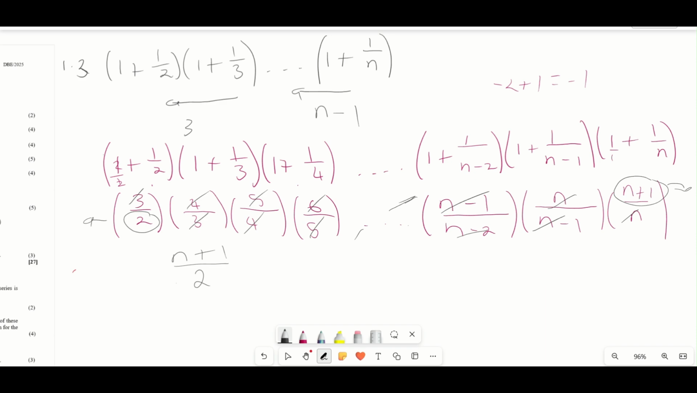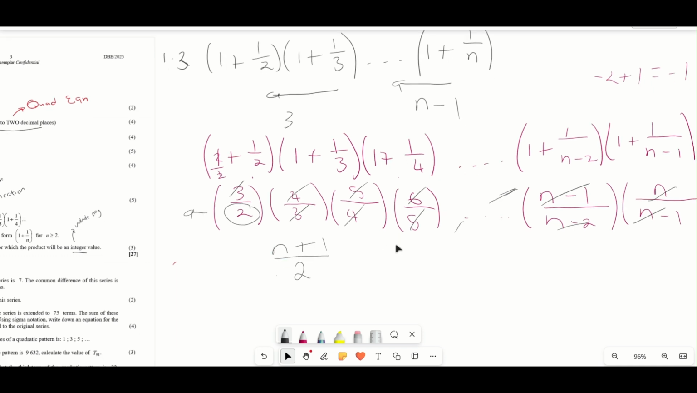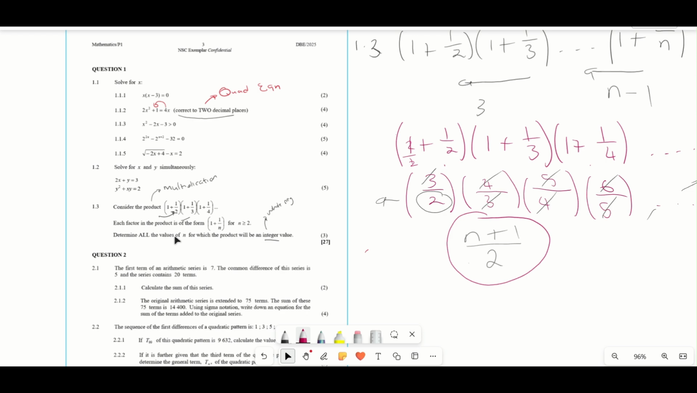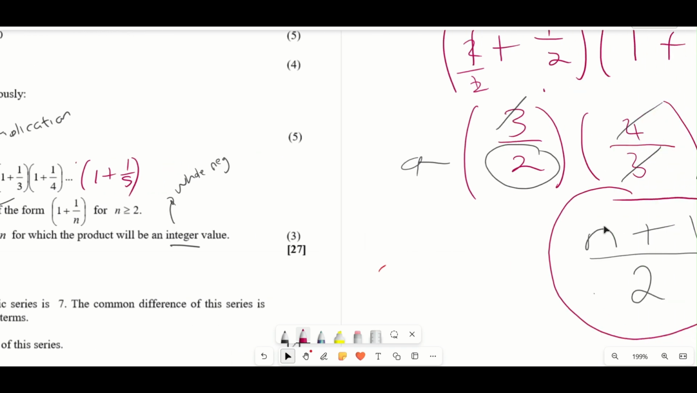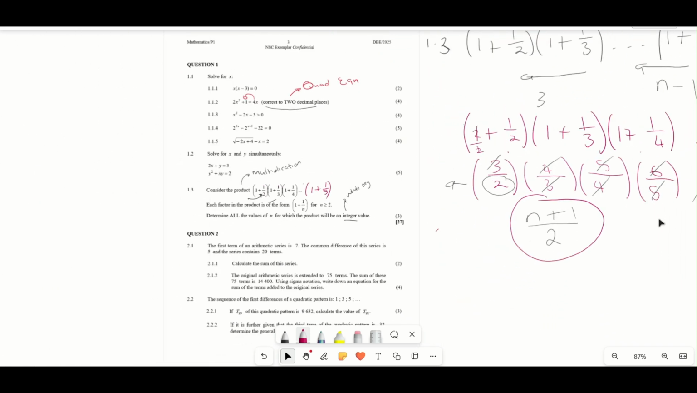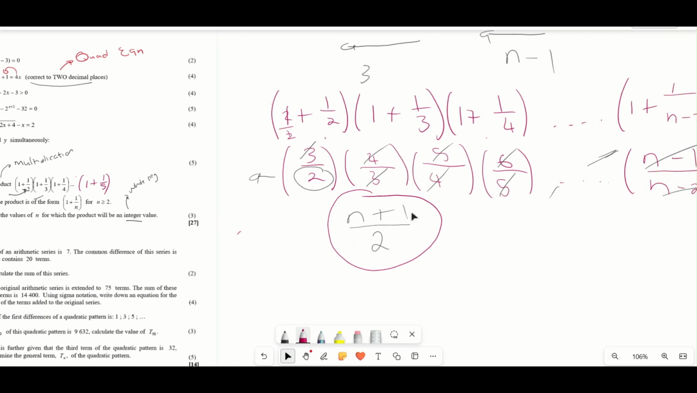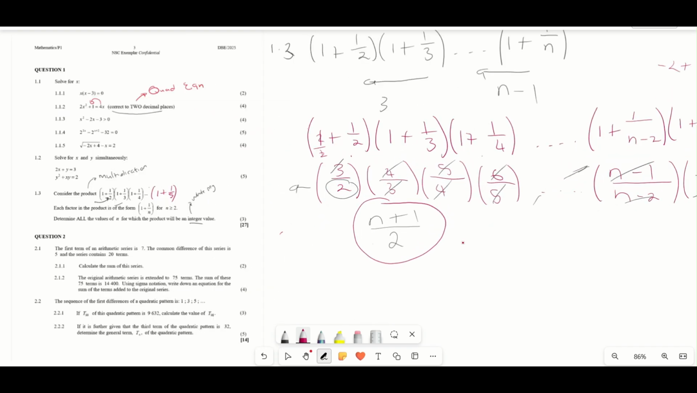So whatever the last value there will be, now listen to this, I will always have something that looks like this. Even if our last value here was 1 plus 1 over 5, it will be in this form. It will always be in this form. There will always be these 2 left here, as well as the n plus 1 left on top.